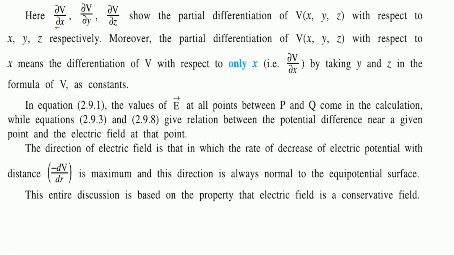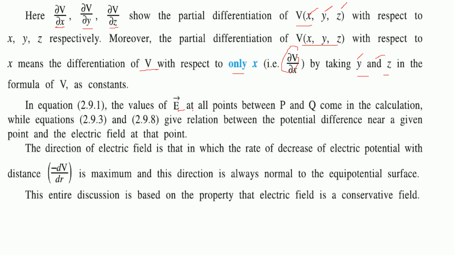So this del V by del x, del V by del y, and del V by del z are nothing but the partial differentiation of this V, which is V of x, y, z, with respect to x, y, and z. And the partial differentiation of V with respect to x means the differentiation of V with respect to only x, del V by del x, and we have to take y and z in the formula of V as constant. We are not treating them as variables, we are taking them as constants.